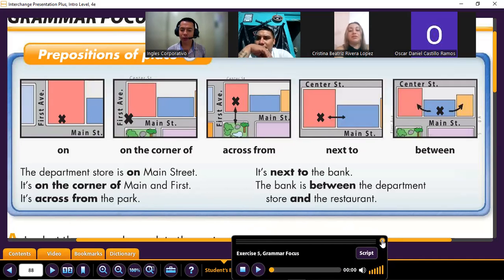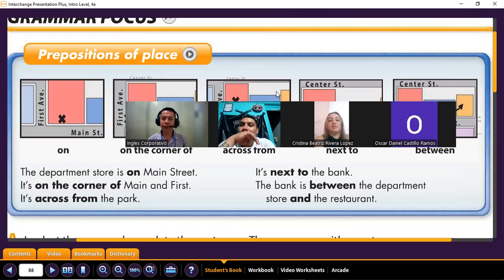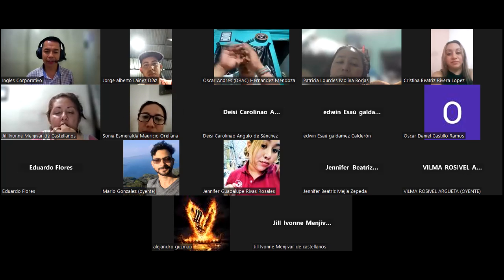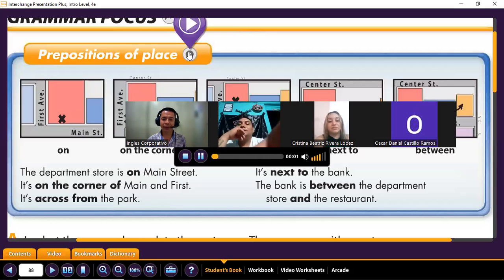Okay, ¿se escuchó bien? Andrés? Hello, teacher. Sí, se escuchó, solo que un poco suave. Un poco suave. Bueno, vamos a ver otra vez entonces. Me está fallando la puntería, ¿verdad? Okay. Hoy sí, vamos. Page 88, exercise 5, grammar focus. ¿Hoy sí? Hoy sí. Okay, good, good.